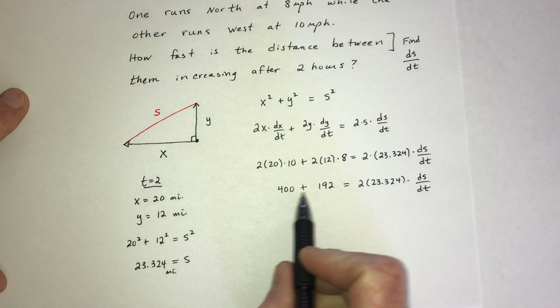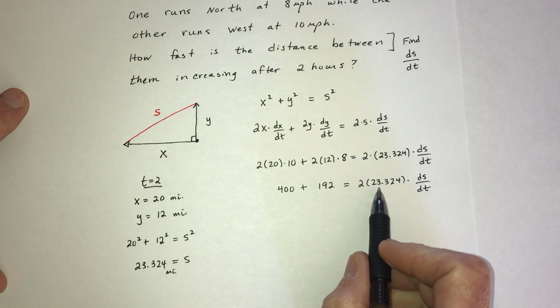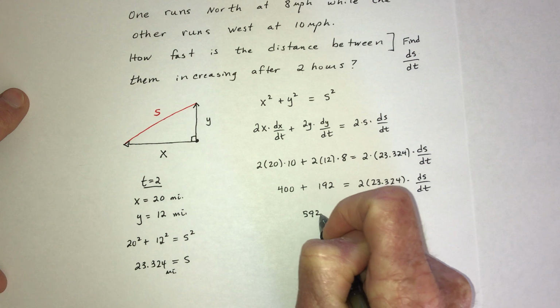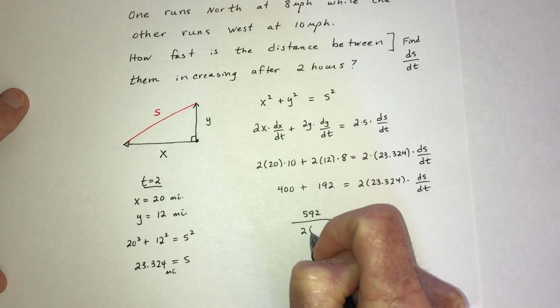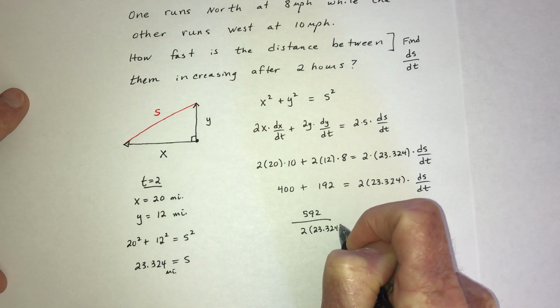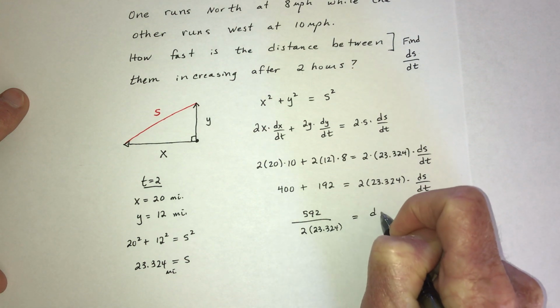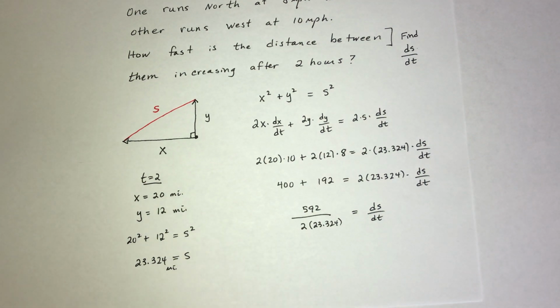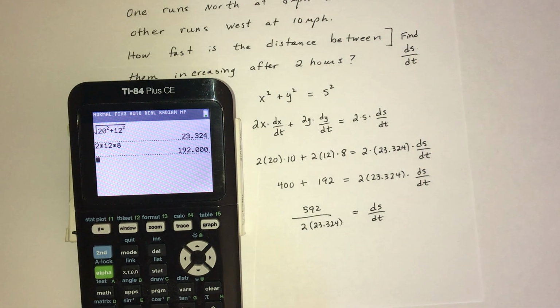So this would be 592, and then we just need to divide both sides by this. So it's 592 gets divided by a 2 and the 23.324. And that equals the ds dt. So finally for this one, 592 gets divided by parentheses 2 times 23.324.